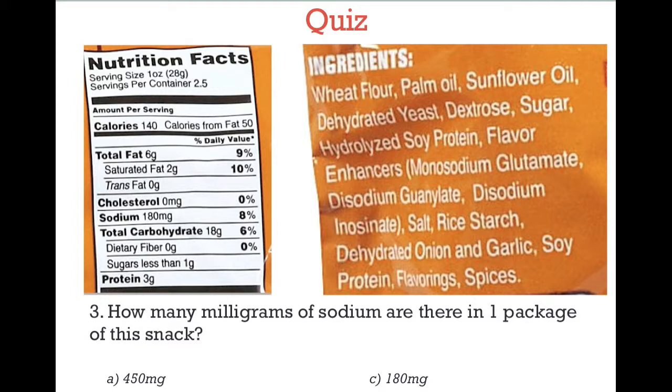To answer this question, first look at the sodium, then look at the servings. Multiply the sodium of 180 milligrams by 2.5 servings for the whole bag. That makes the answer to this question letter A, or 450 milligrams of sodium.